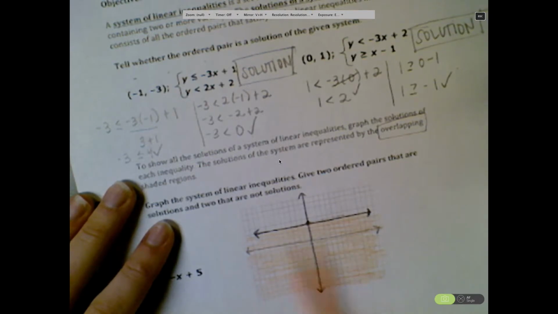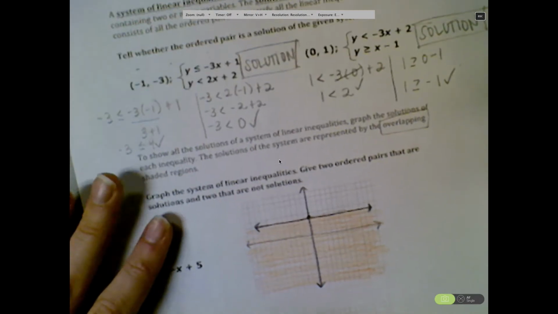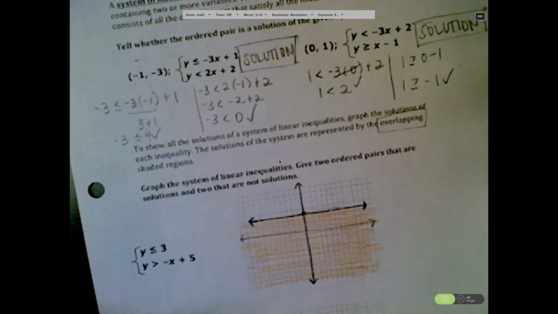Remember, you're about to have to graph another line, so don't shade so dark that you can't read the graph anymore. All right, now we're going to graph the second line. y is greater than negative x plus 5.